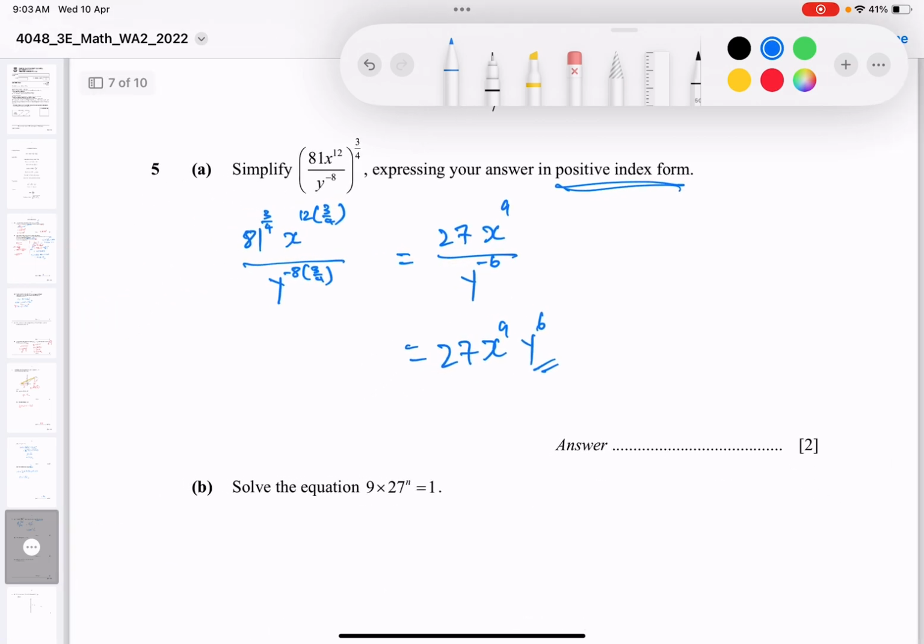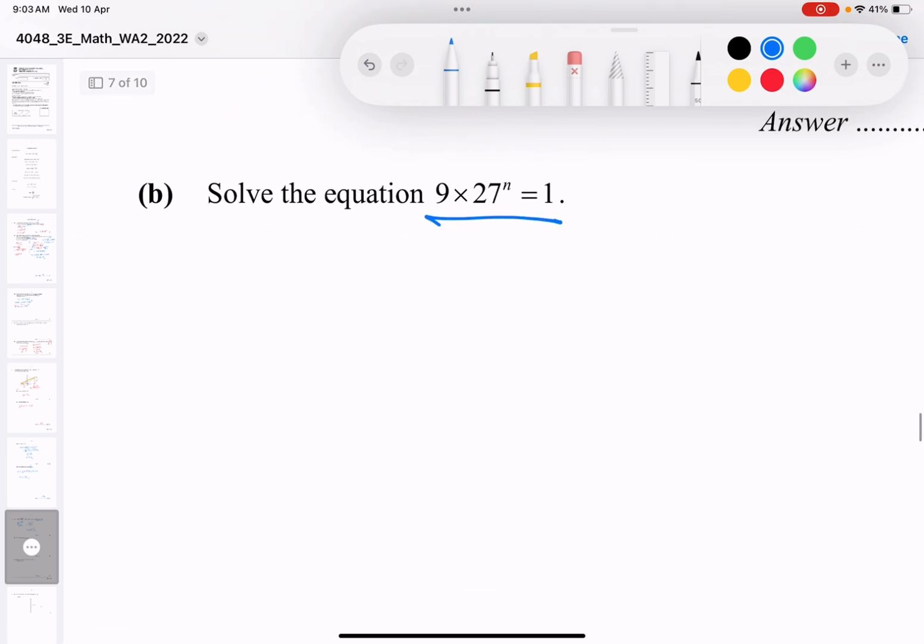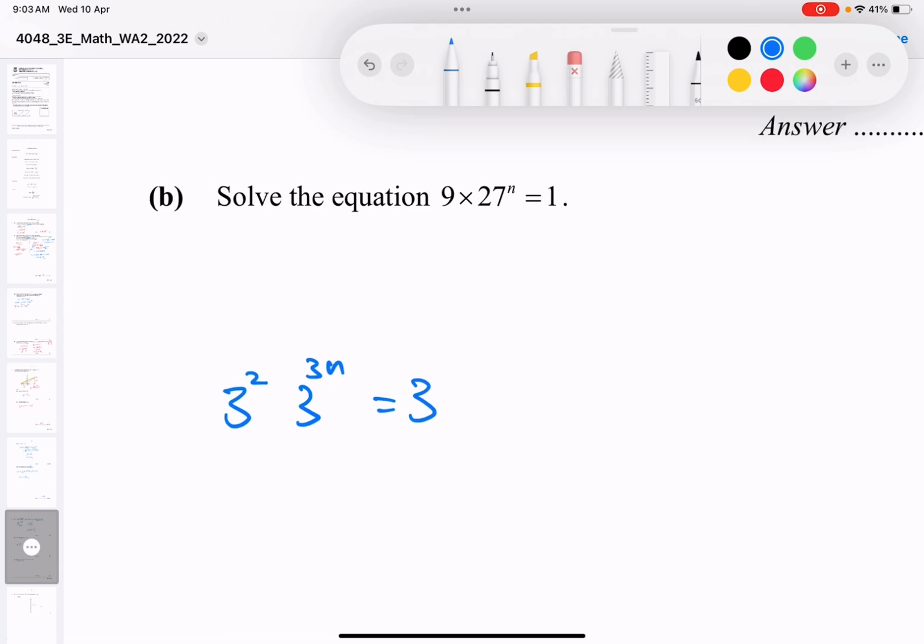Easy peasy, lemon squeezy. Part B, solve the equation. Whenever they ask you to solve, you need to change everything to the same base. One look, if you are very familiar with perfect squares, you will know that 9 can be represented as 3 squared. 27, just trial and error if you don't know, it's 3 to the power of 3. 3 to the power of 3 gives you 27. Don't forget about the n equals 1. Anything raised to the power of 0 gives you 1, except of course 0 to the power of 0.